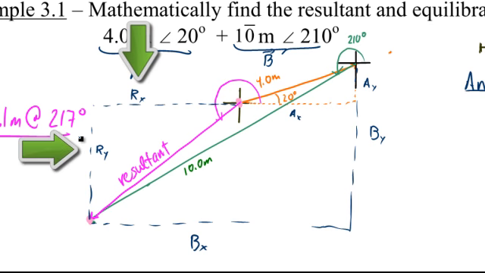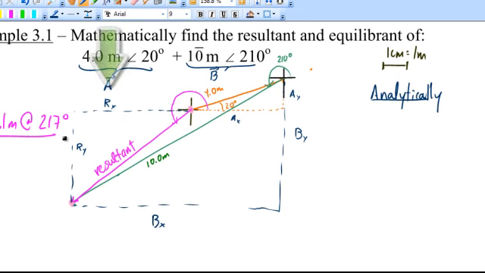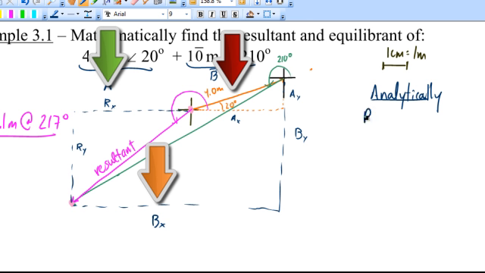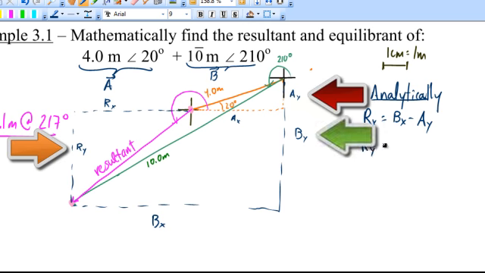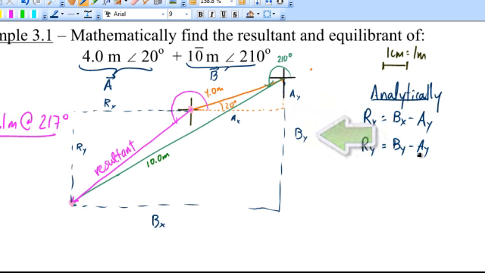Now from this construction, I can see that RX plus AX is equal to BX. So that means that RX is going to be equal to BX minus AX. And likewise, from this construction, I can see that AY plus RY is equal to BY, so that RY is going to be equal to BY minus AY, if I'm thinking about magnitudes. So now I need to figure out what AX and AY are, what BX and BY are, and then combine those things using this relationship that I see geometrically.